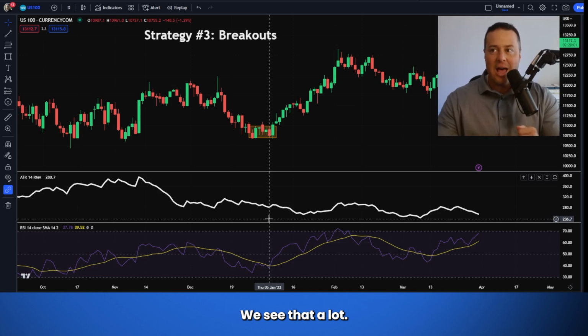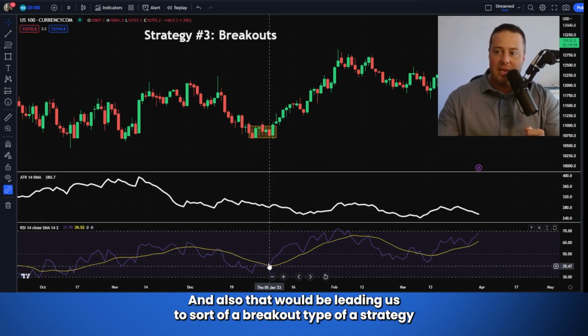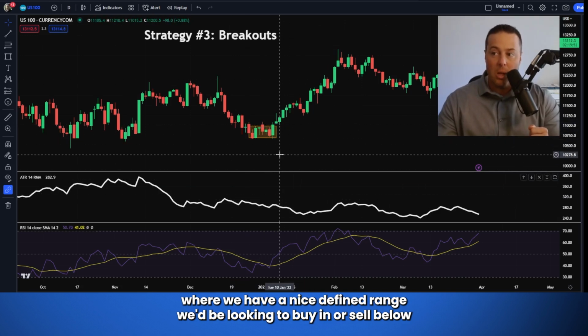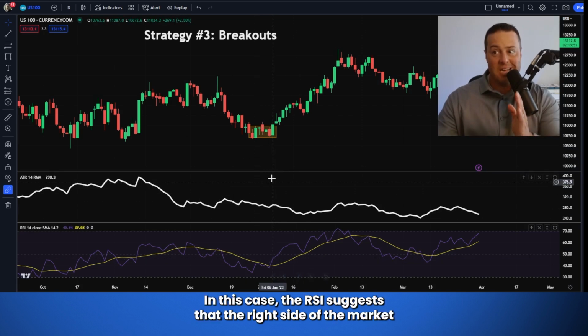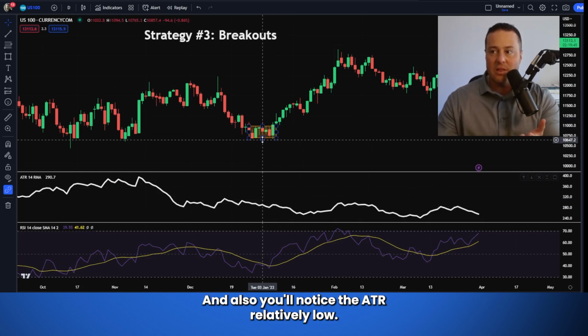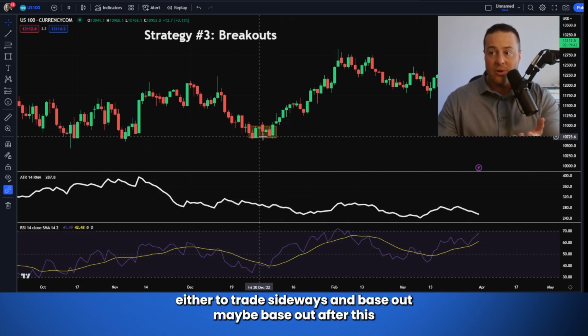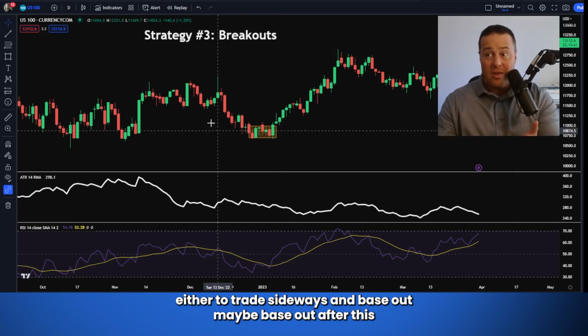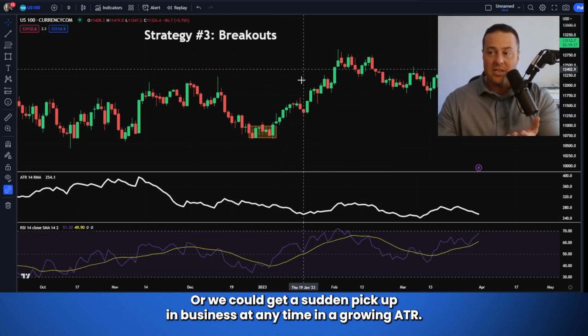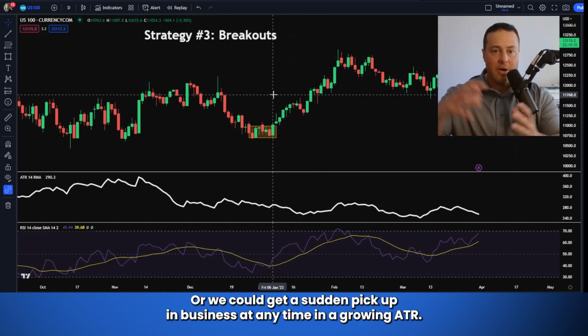We see that a lot, and that would be leading us to a breakout type of strategy where we have a nice defined range. We would be looking to buy in above or sell below this range. In this case, the RSI suggests that the right side of the market is the top side of the market, the bullish end. And you'll notice the ATR is relatively low, and we may be in a position either to trade sideways and base out, maybe base out after this big move and then rotate up, or we could get a sudden pickup in business at any time in a growing ATR.